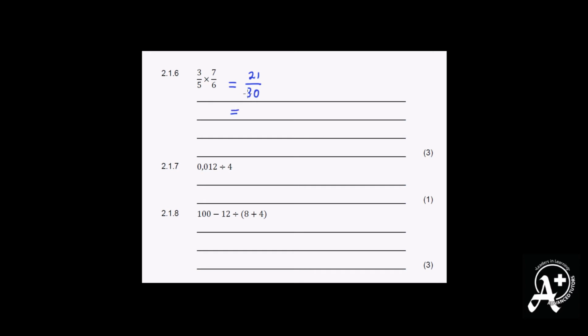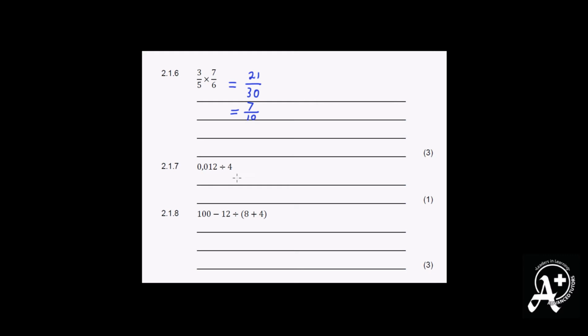We know that our fraction is not yet in its simplest form, so let's check for a number that can divide into the top and the bottom without having a remainder, and we can see we can use 3. So 21 divided by 3 will give me 7, and 30 divided by 3 will give me 10. So now our fraction is in its most simplest form.